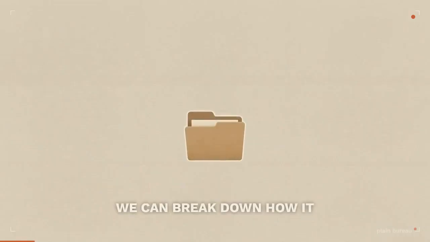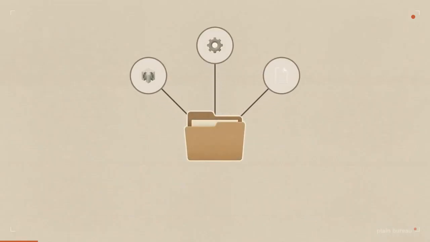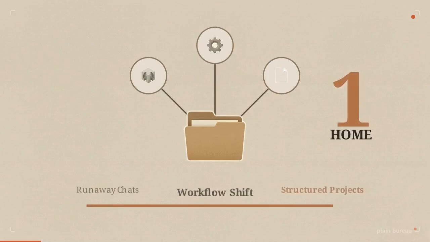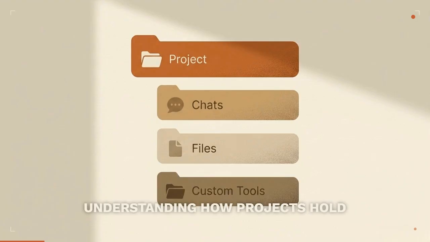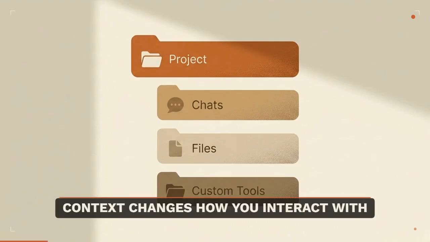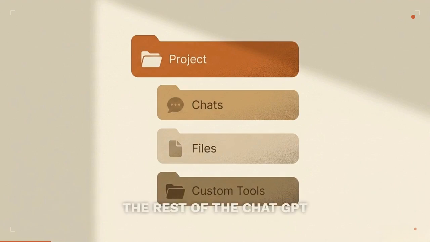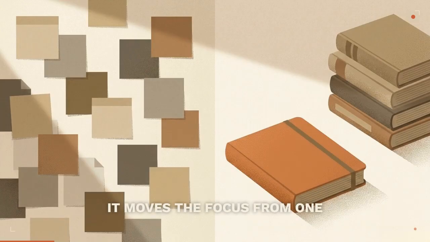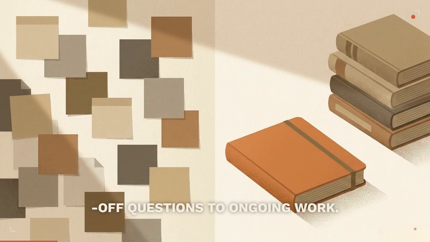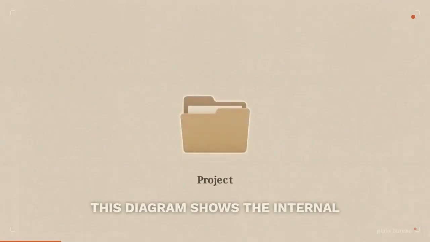We can break down how it works through 3 specific habits, 1 key number, and a change in how you organize your workflow. Understanding how projects hold context changes how you interact with the rest of the ChatGPT toolkit. It moves the focus from one-off questions to ongoing work. This diagram shows the internal structure.